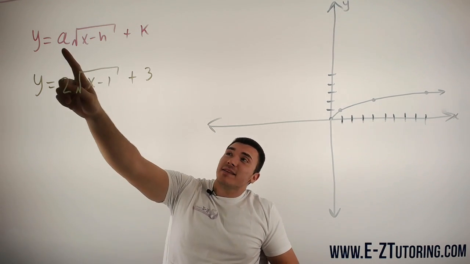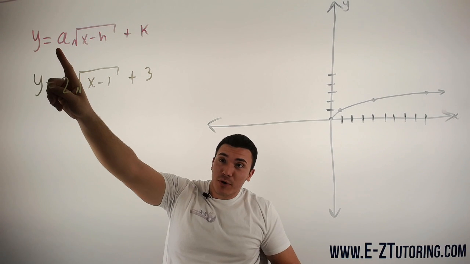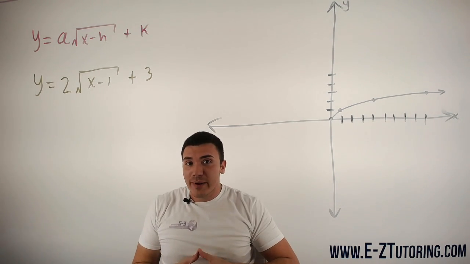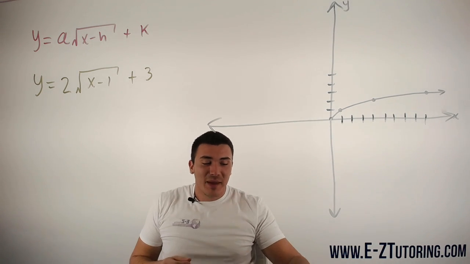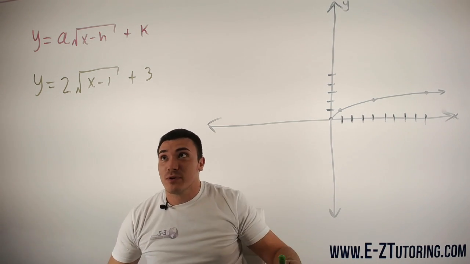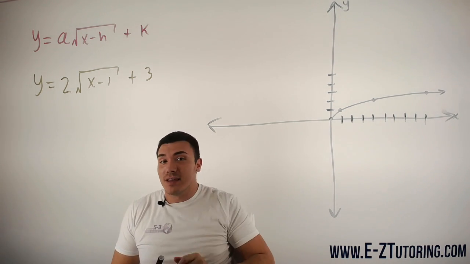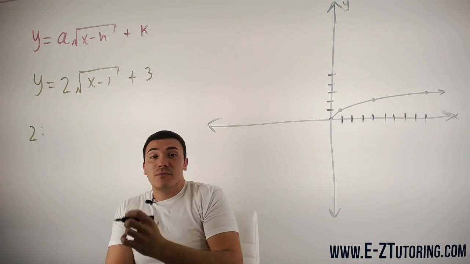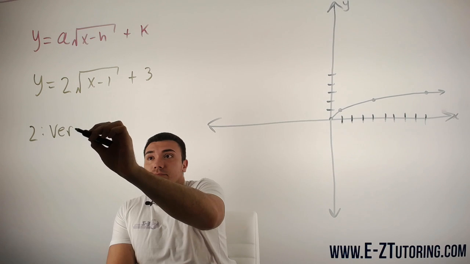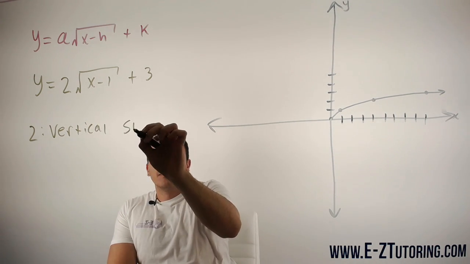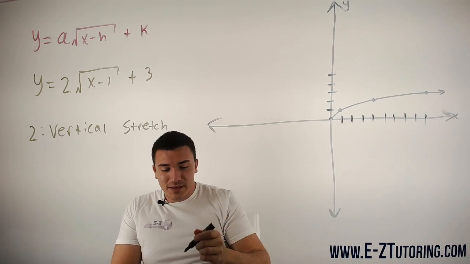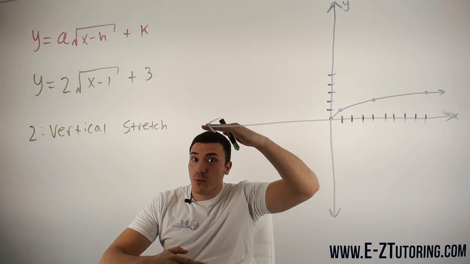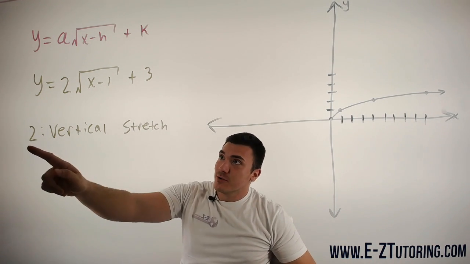For example, a tells you whether it's a vertical stretch or compression. I won't go over all these graph transformations. You can find that in my other video. I'm going to assume you are familiar with graph transformations, and I will state what each thing does. So this 2 will cause a vertical stretch, which means that the function will vertically get bigger by a factor of 2.